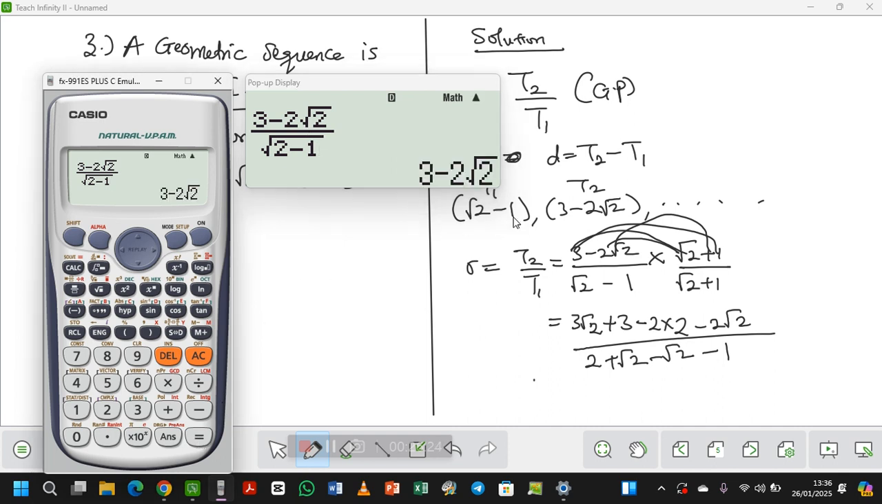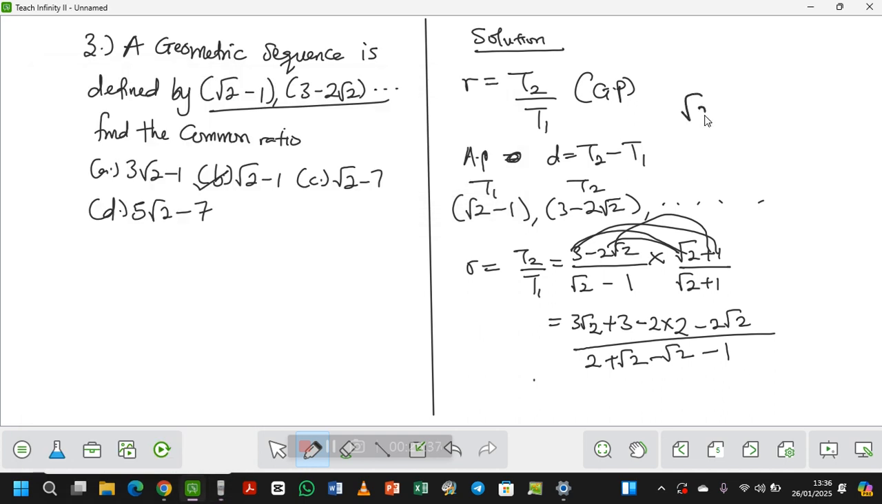Oh, sorry, I made a mistake here. The root should not cover everything, since it is root 2 minus 1. Root 2 minus 1 is different from root 2 minus everything. So there is a difference between them. Please take notes.